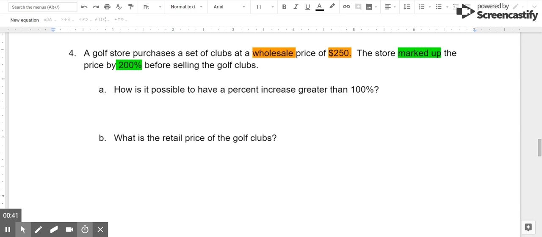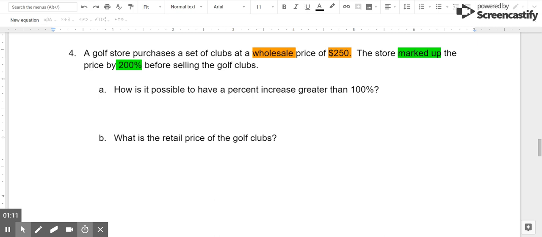I color-coded my highlighting. The wholesale price is $250. That means it's what the store paid for the golf clubs. The store marked up the price by 200%. That means that they sold the golf clubs for 200% more than what they paid for. So part A says, how is it possible to have a percent increase greater than 100%? For me, it's best to explore part A using a visual.